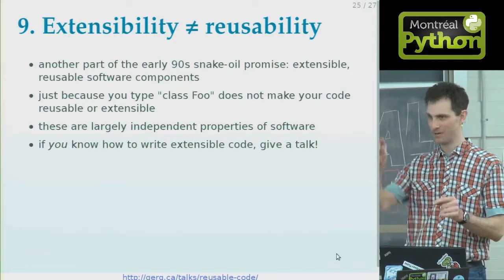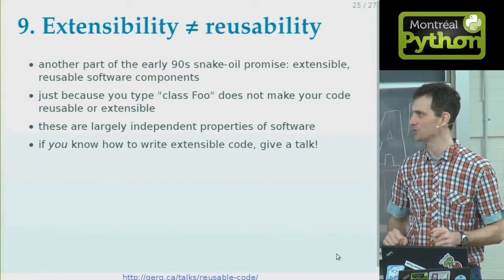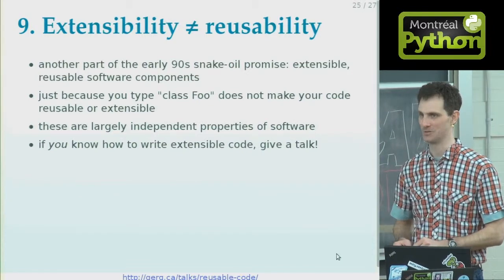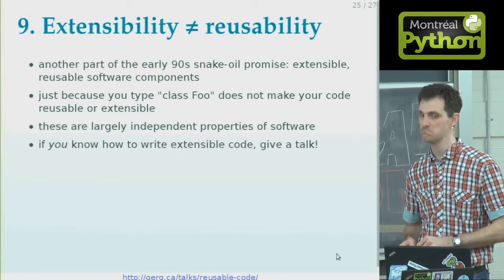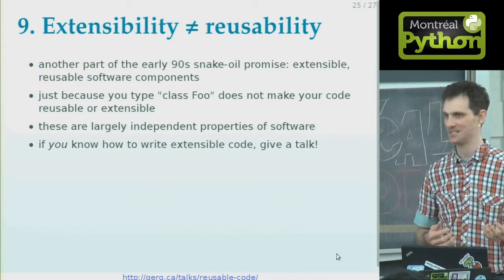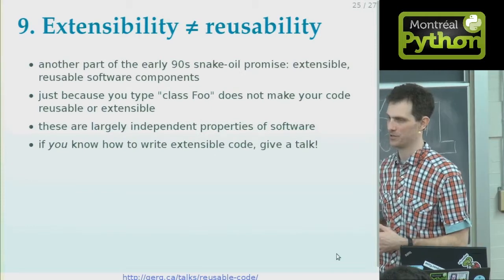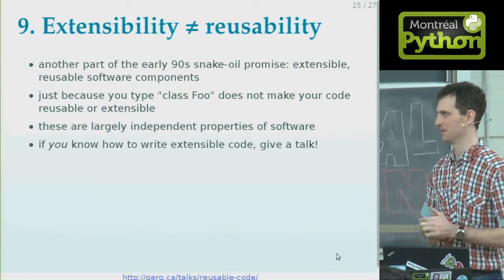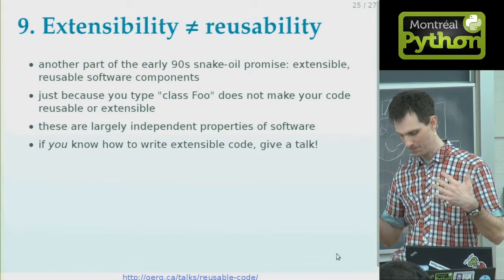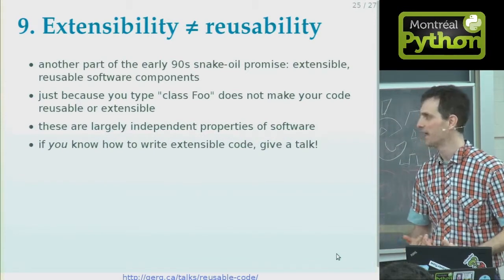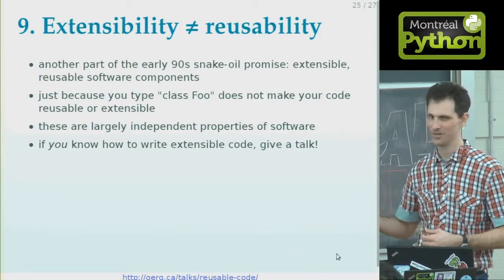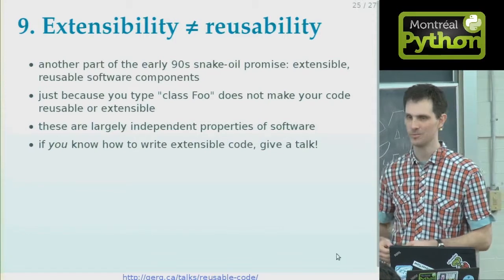However, just typing class Foo at the top of your module does not make your code extensible any more than it makes your code reusable. It might be a start, or it might not. Using objects and classes is largely orthogonal to whether your code is reusable or extensible. You have to carefully think about reusability. And honestly, I think I've learned a thing or two about writing reusable code over the years, hence this talk. I do not know much about writing extensible code.